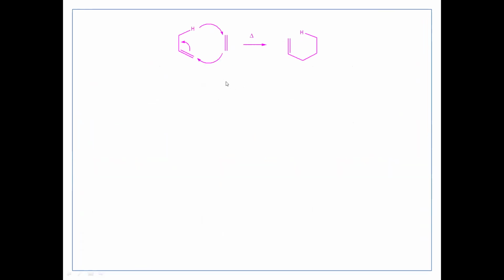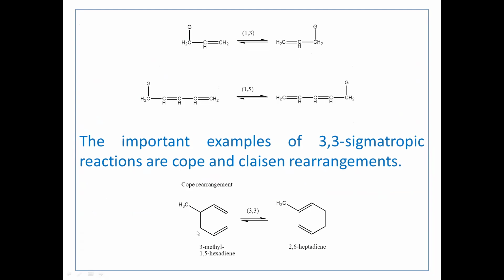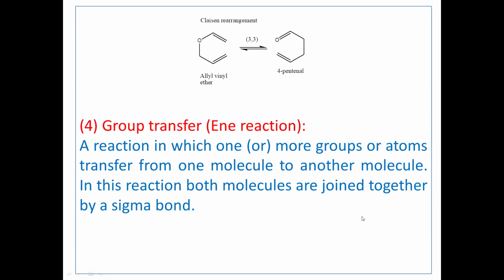And in this case, this allyl vinyl ether is converted into 4-pentenal, and it is called Claisen rearrangement. And in this case, all the atoms are carbons, and it is called Cope rearrangement. And both reactions, both Cope and Claisen rearrangement reactions, occur under thermal conditions.